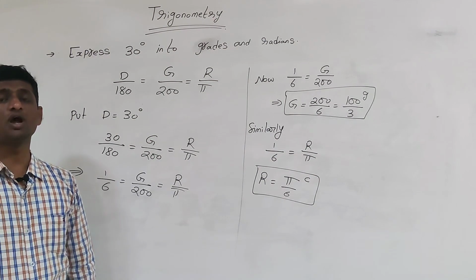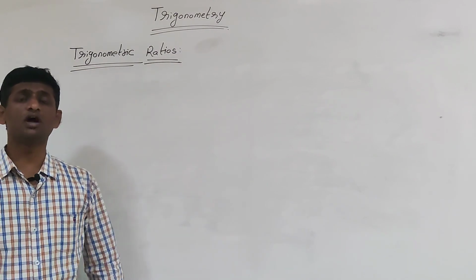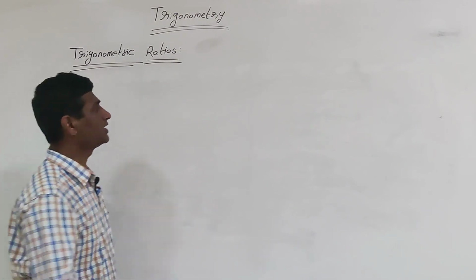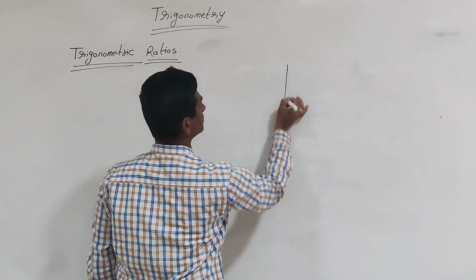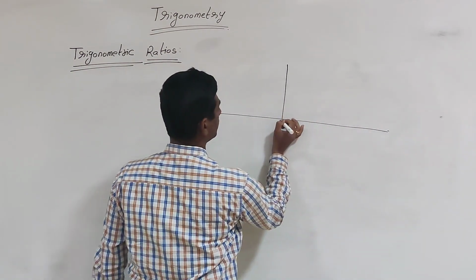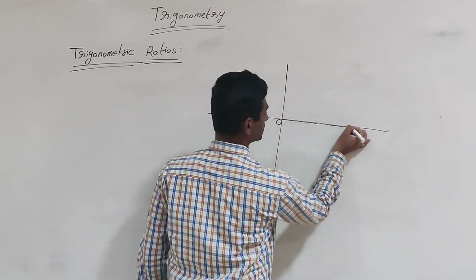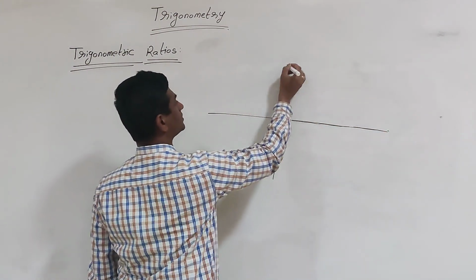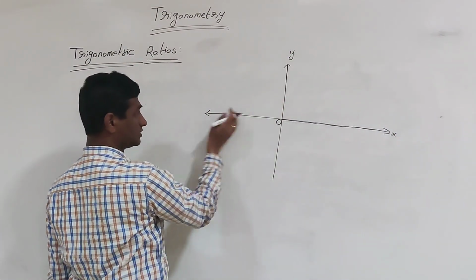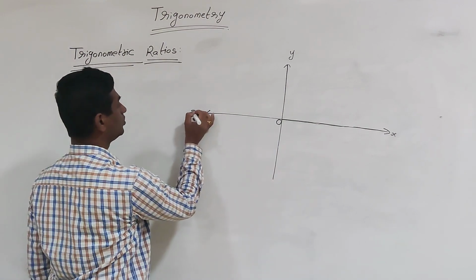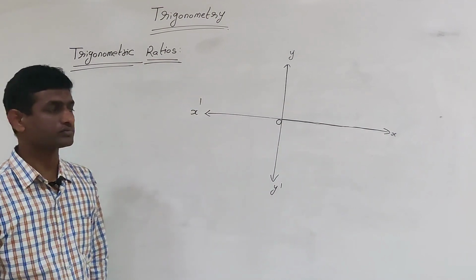Next we'll go for trigonometric ratios. So now we'll see what the trigonometric ratios are. As in the coordinate system, the plane is divided into 4 quadrants, the point of intersection is O, and this is the positive x-axis and positive y-axis, and on the left side of this will be the negative x-axis, and this is the negative y-axis.